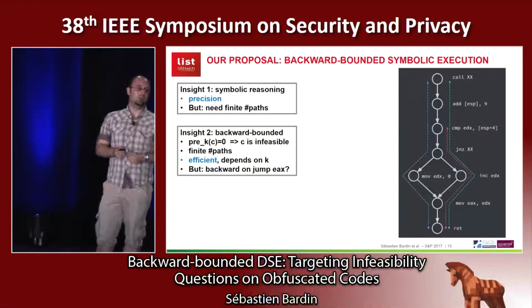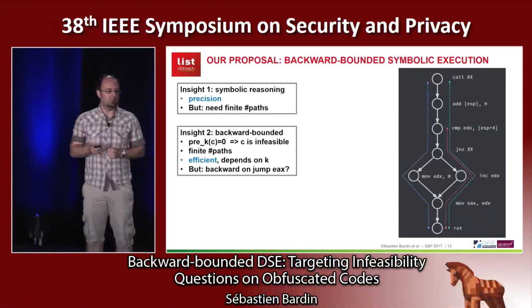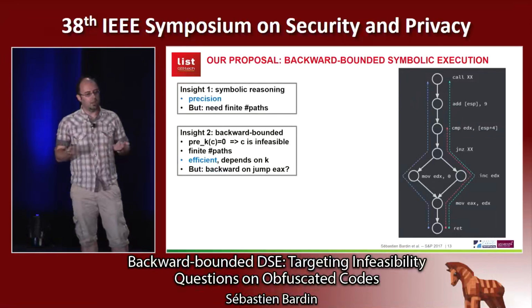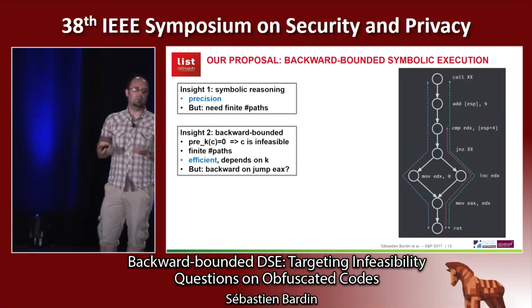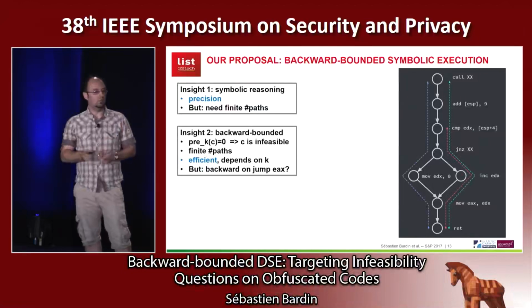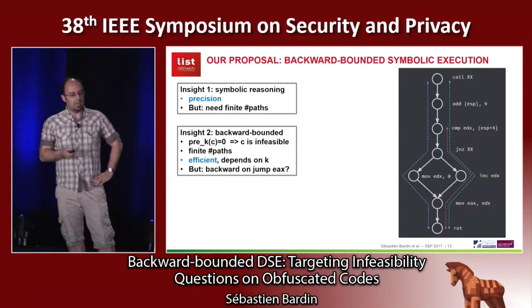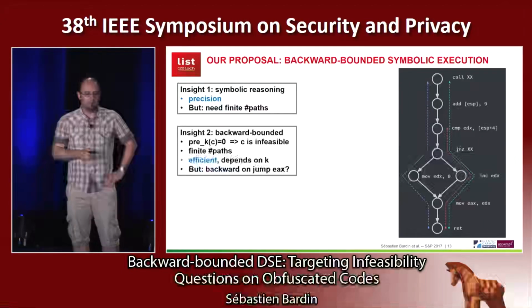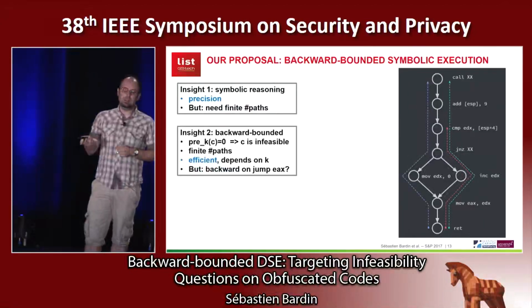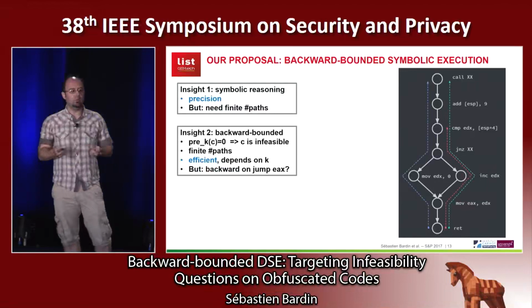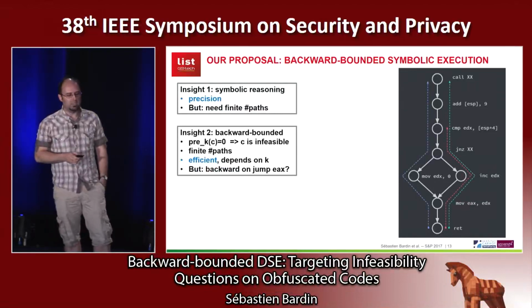So this is an effective way to prove this infeasibility, and we have to rely only on a finite number of paths, actually a finite number of suffixes. This is very good because we can use it with current solvers. And this is very efficient because it doesn't depend on trace length or program size, but on the bound k, and we totally have control over this bound k.